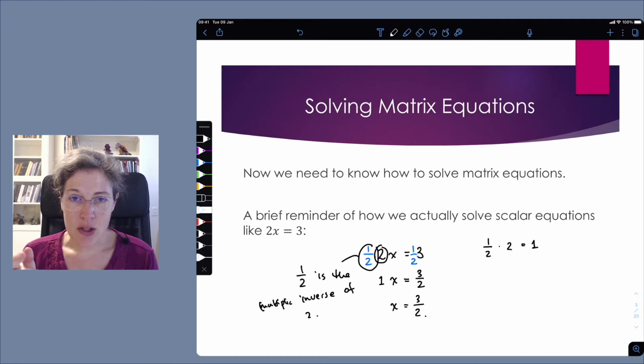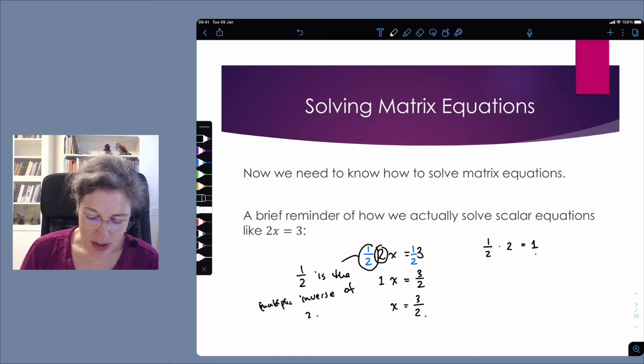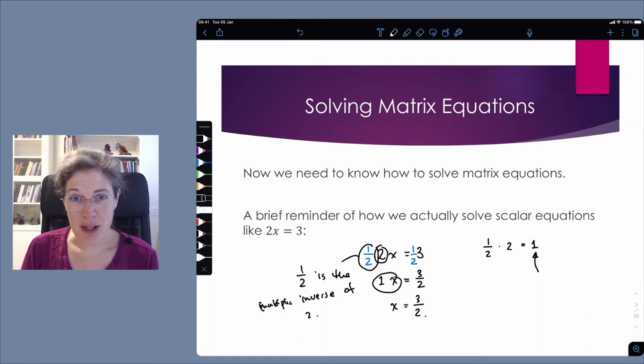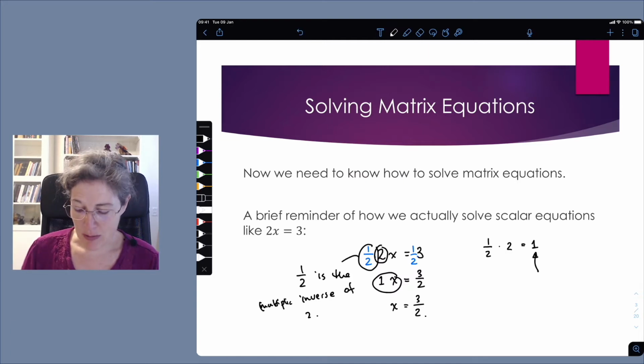The other thing you need to know is what the multiplicative identity is. So you need to know that there's this special number 1, which is going to give you this situation over here. That probably sounds very complicated, and you do this sort of thing in your head without even thinking about it, but it's useful because now we're going to apply the same reasoning to solving matrix equations.